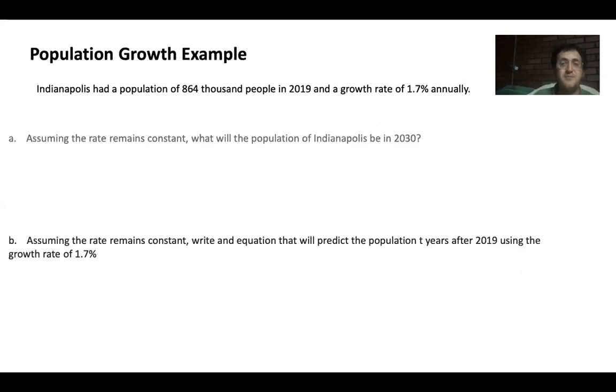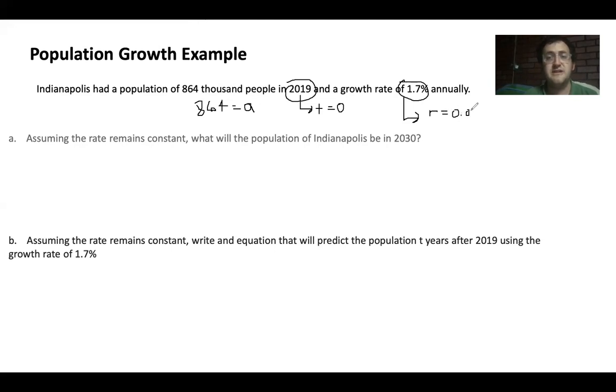We also have population growth here. Basic population growth problems have the same formula. So that formula is going to be 864 for our initial amount. The starting year we call T equals 0. And then the growth rate, for your R, is going to be 0.017.